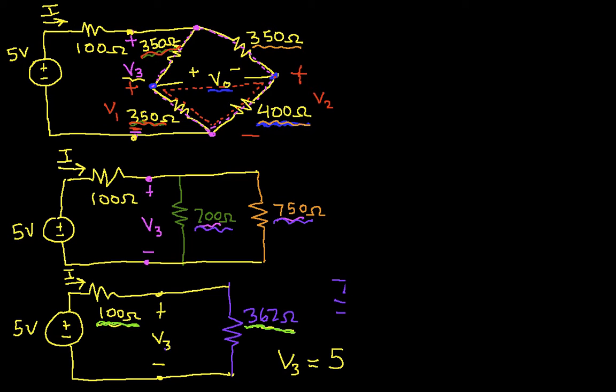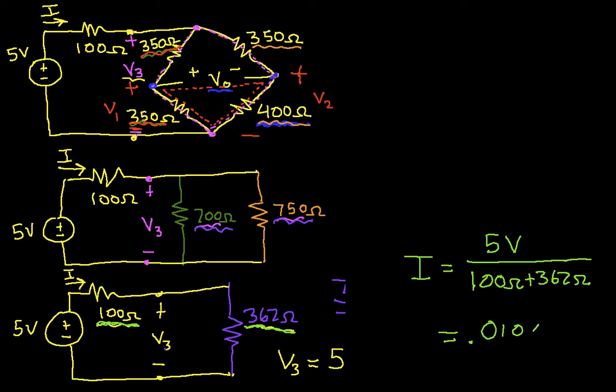And basically then we can say that I will be this 5 volts divided by my 100 ohms plus my 362 ohms. Okay, so I can work this out with my handy calculator. And I get then that I will be 0.0108 amps, and because I'm an electrical engineer, I like to write this as 10.8 milliamps.